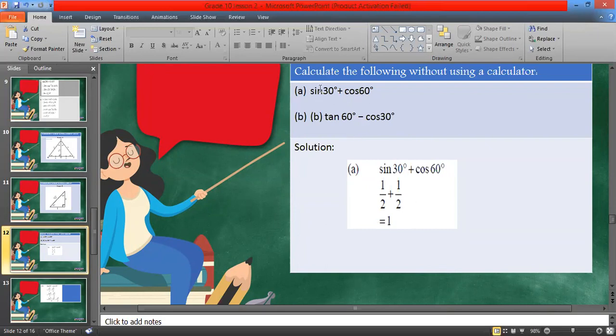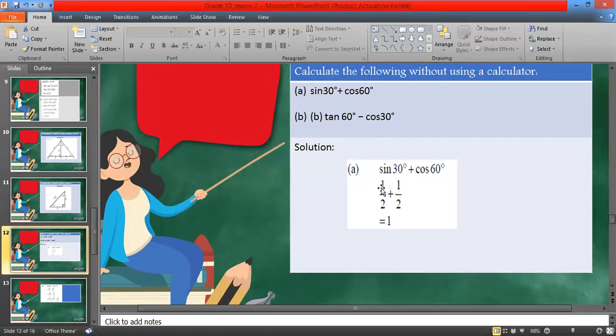Once you have to do sin 30 plus cos 60 without using a calculator, what do you do? Immediately you refer to your special angles triangle. So go and look for your sin 30. Sin 30 will be what? Half. We did say that sin 30 will be half. Your cos 60 is also what? Half. So check on your triangle.